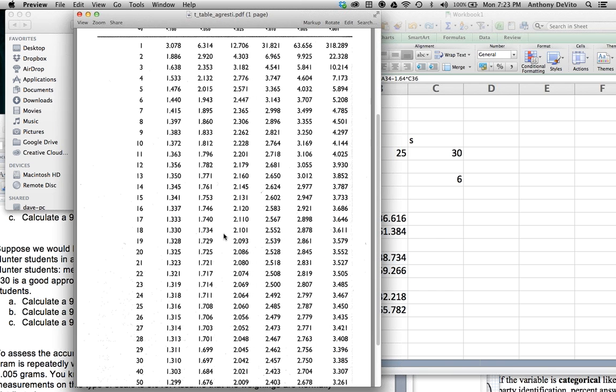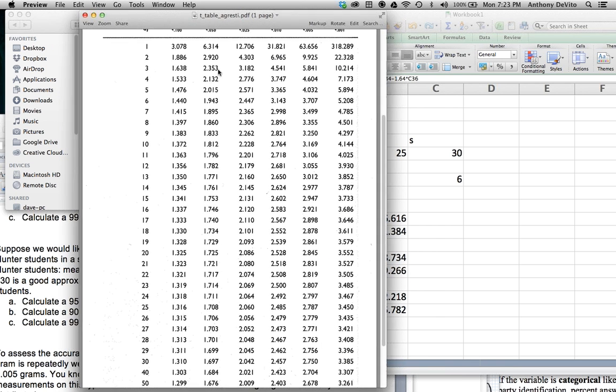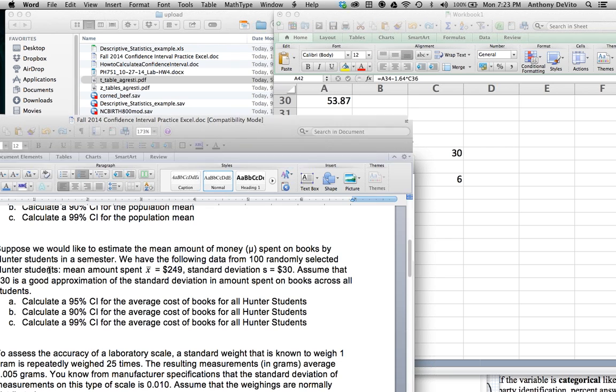Okay, so how are we doing on time? We're doing pretty good on time. Okay, I want to go over, there are more problems here, but this is how we're going to apply this.